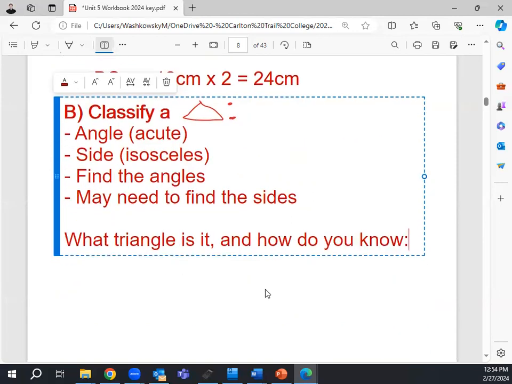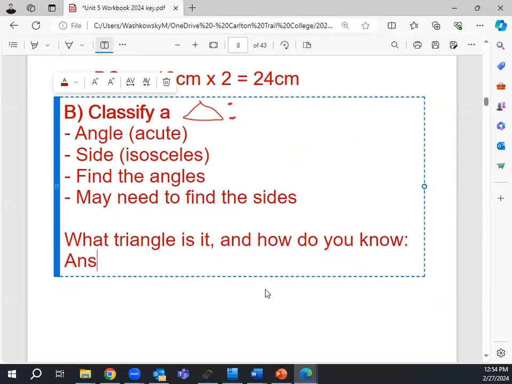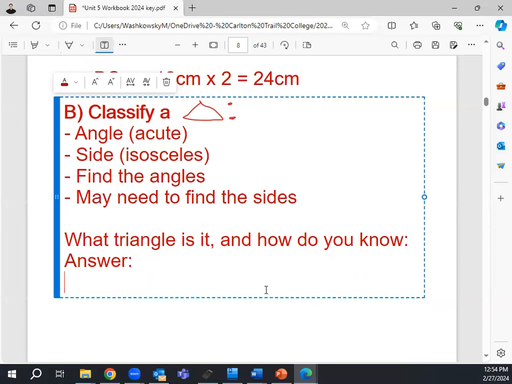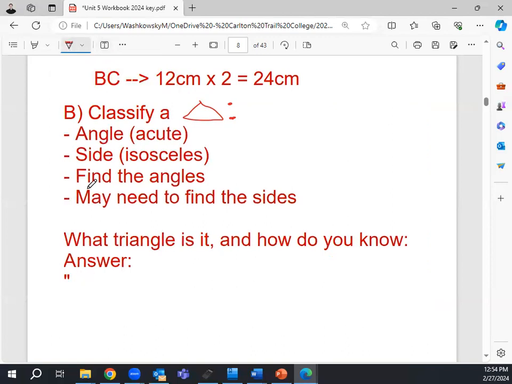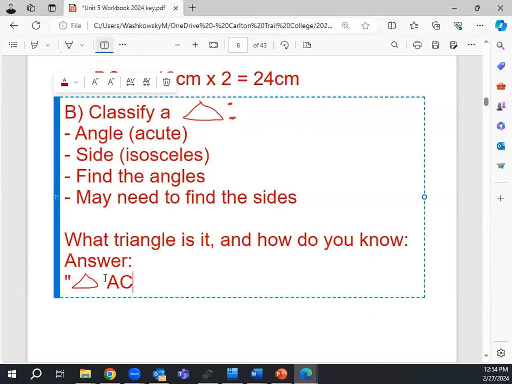So the actual answer is going to be: I'm going to put this little triangle symbol here because this represents that it is a triangle. Triangle ABC, because those are the three sides that form the big triangle, is an isosceles triangle. I've made a claim. This is what it is. How do I know it?